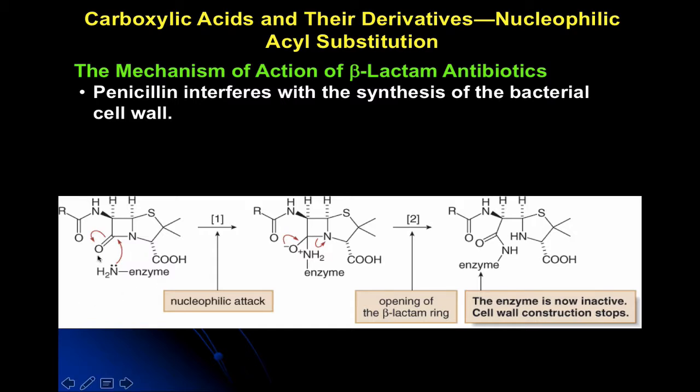So here we have the enzyme transpeptidase, and there's a free amine that's responsible for the catalytic activity of transpeptidase, and it will react with the lactam of penicillin, goes through this type of chemistry, and now we no longer have that free amine that can do the catalytic chemistry of transpeptidase. And so penicillin's job is to go in and irreversibly inhibit the transpeptidase enzyme.